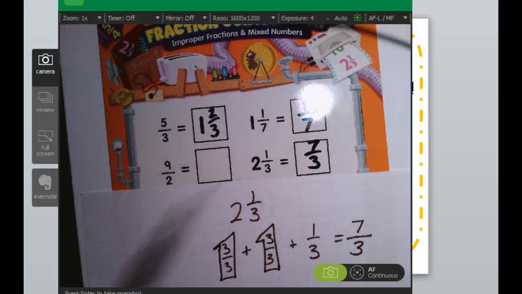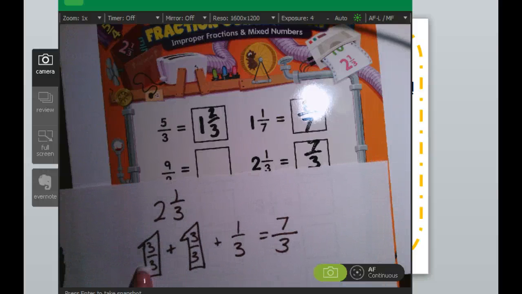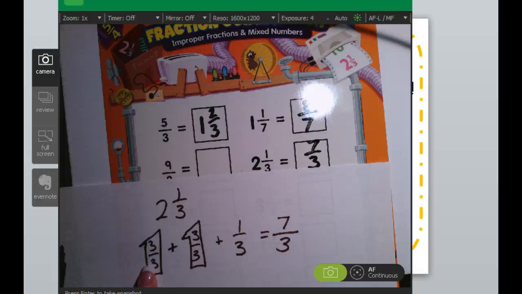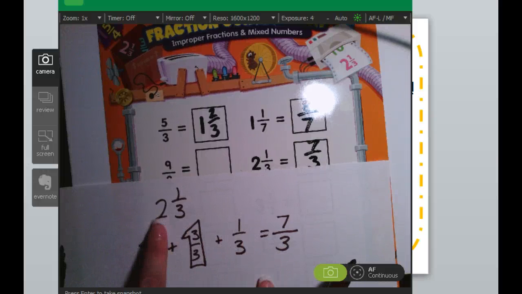Now there is a trick, but again, we want you to understand the conceptual part, what it really means, before you just go to the trick. We are basically adding a whole and a whole and a part of a whole, because we have 2 wholes. So we have 3, 3, and 1. And the reason we have 3 and 3 is because we're talking about denominators of 3.